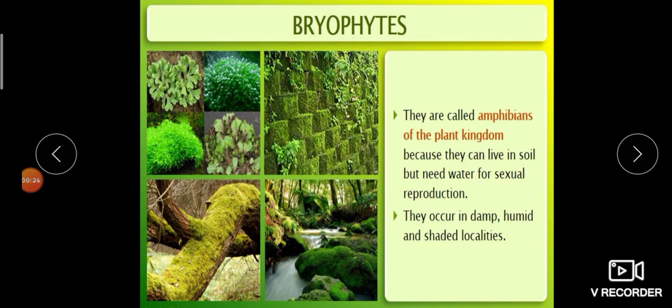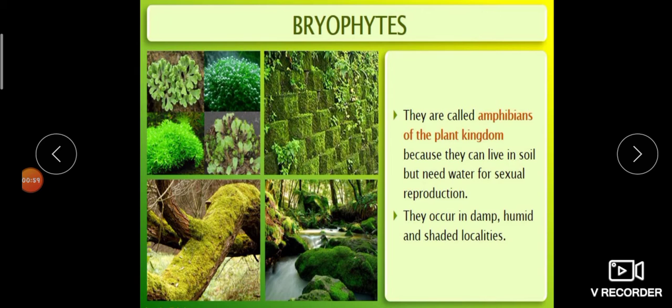Why are we calling bryophytes the amphibians of plant kingdom? Because they can live both in soil as well as water. To be more precise, we can say they live in the soil and they require water for their sexual reproduction. So water is essential for their reproduction. We will see how water is essential in reproduction in the last part.